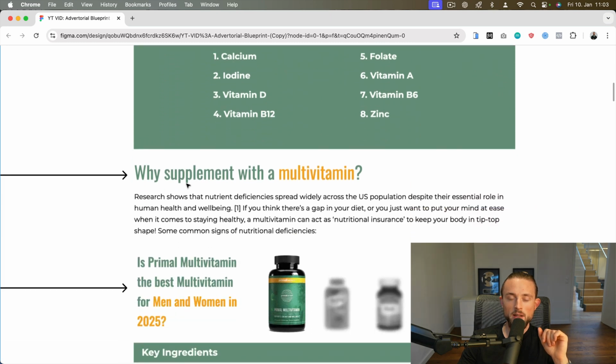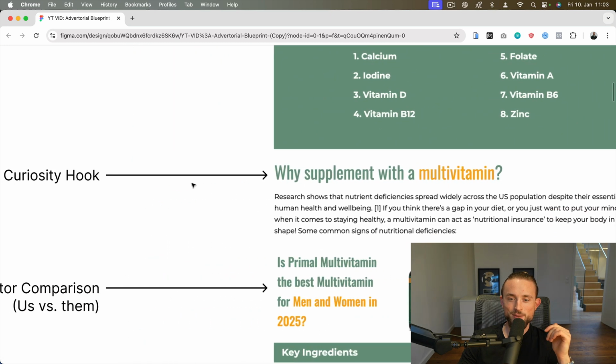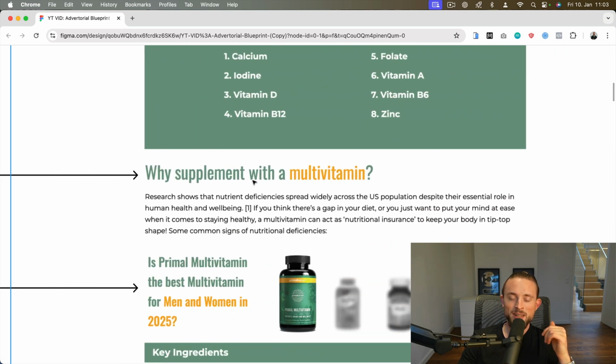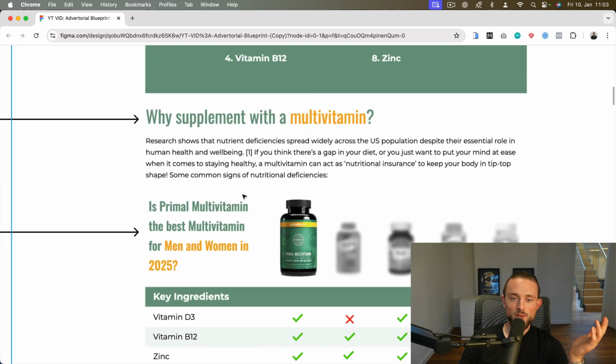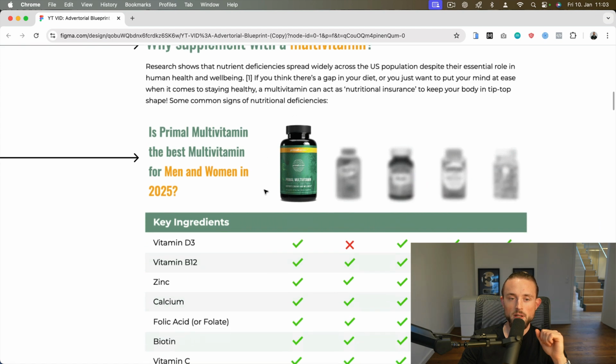And then we ask another question, right? We always have curiosity hooks in this one. Why supplement with a multivitamin? Research shows that nutrient deficiencies are widespread across the US population, despite their essential role in human health and well-being. So if you think there's a gap in your diet, or you just want to put your mind at ease when it comes to staying healthy, a multivitamin can act as nutritional insurance to keep your body in tip-top shape. Some common signs of nutritional deficiencies, right?